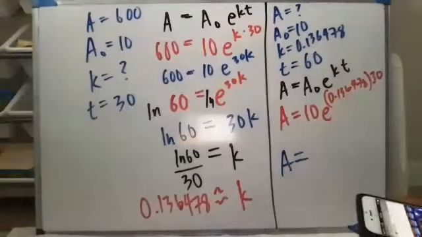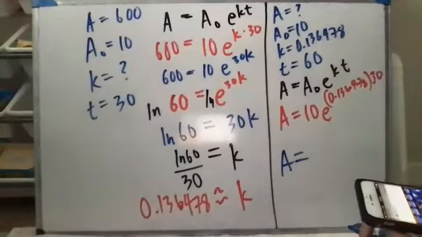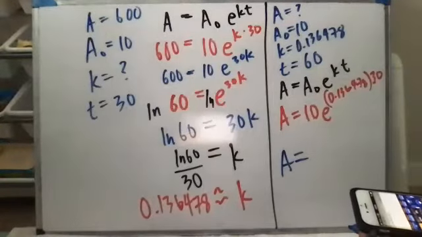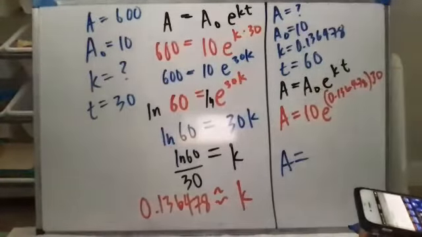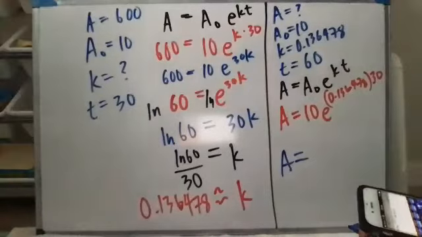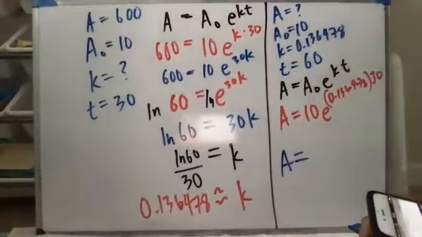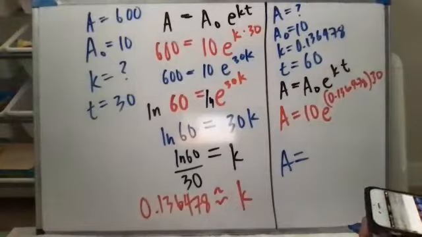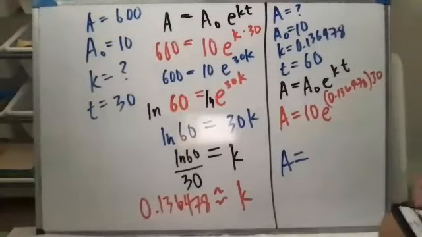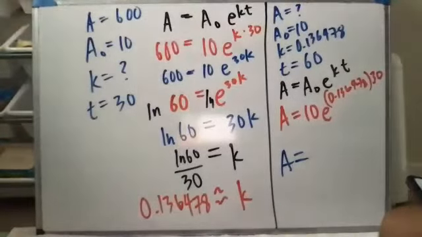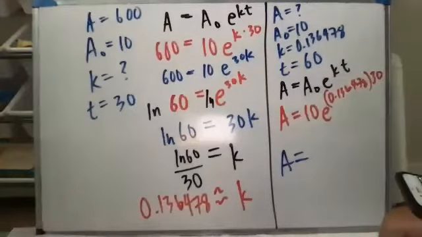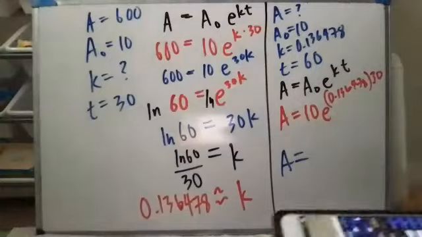Oops. 3, 6, 4, 7, 8 times 30. Can I get, oh, I'm sorry, 60. I typed the wrong thing. And then let's just round to the nearest whole number.